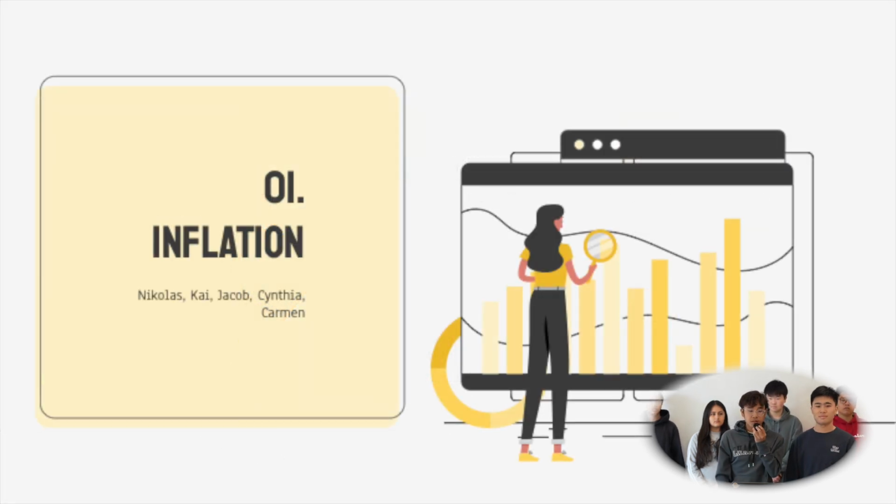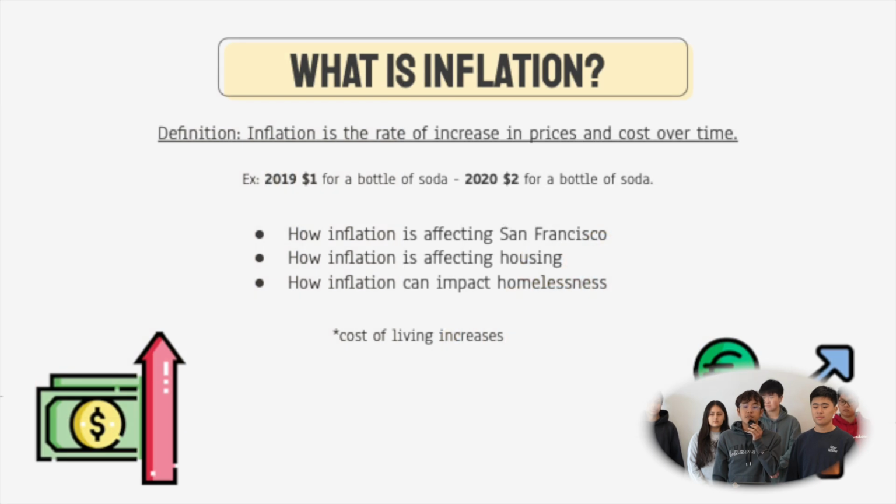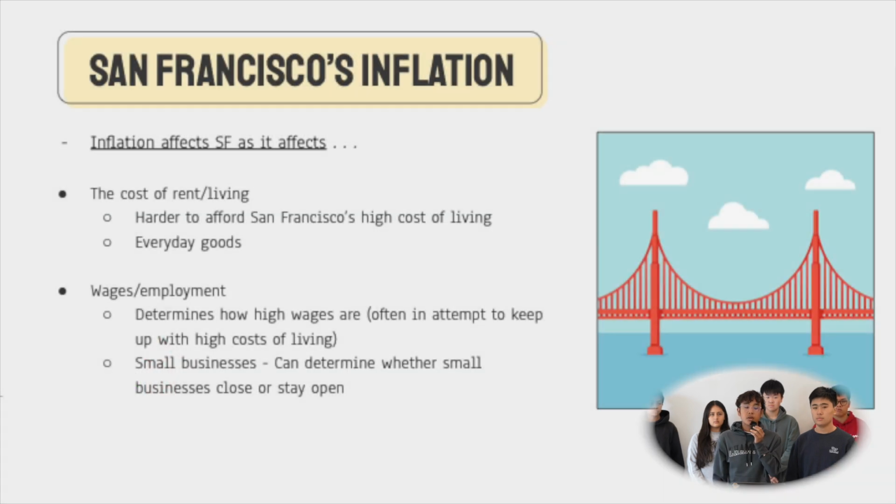So this is inflation. What is inflation? Inflation is the rate of increase in prices and costs over time. An example is a $1 bottle of soda becoming $2 a bottle of soda. And these are what we're talking about today. Inflation in San Francisco affects us through the cost of rent and living, and wages and employment. And these are an example.